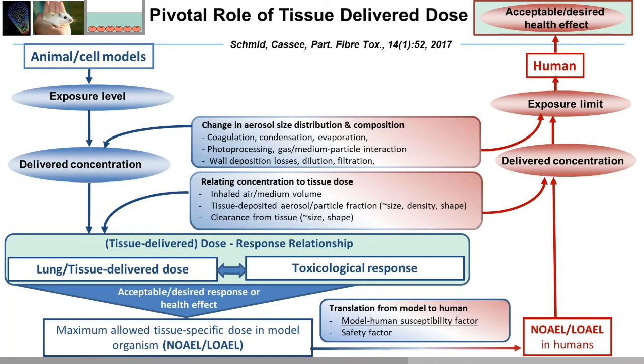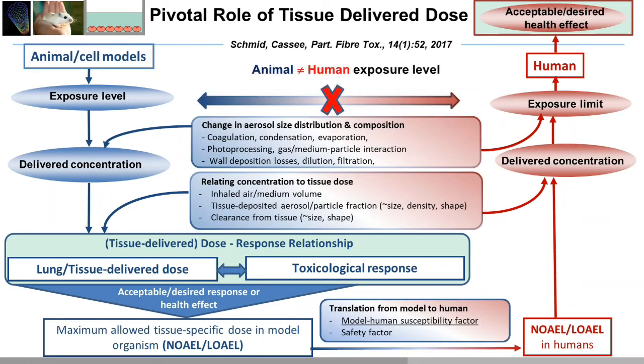That's what regularly is most important, the exposure limit. And that, via epidemiology, can then be linked to health effects in humans. The most important thing, which I see often misjudged, is people think, oh, the exposure level in cells or animals has to be the same as the exposure level in humans. And that, of course, is not the case. You have to go through the tissue delivered dose.